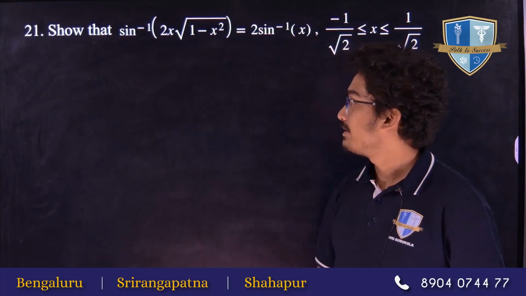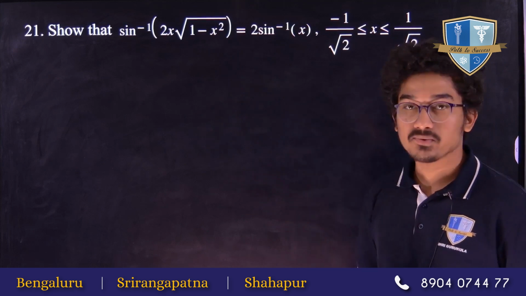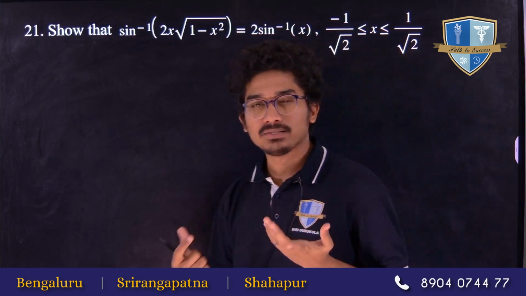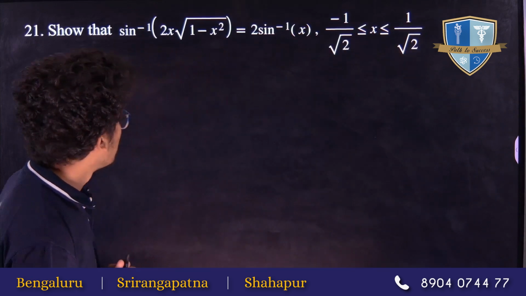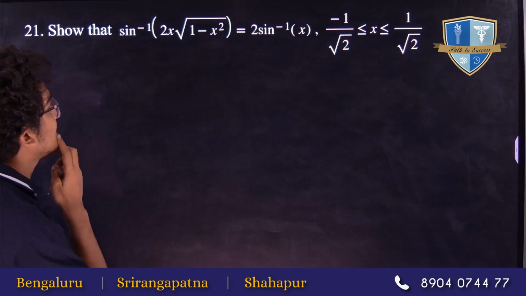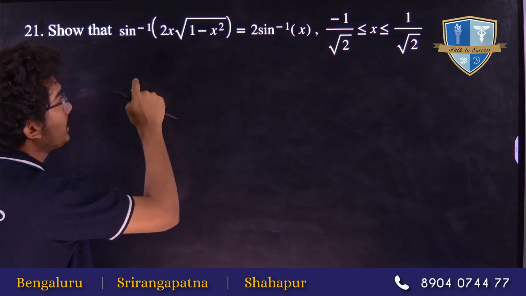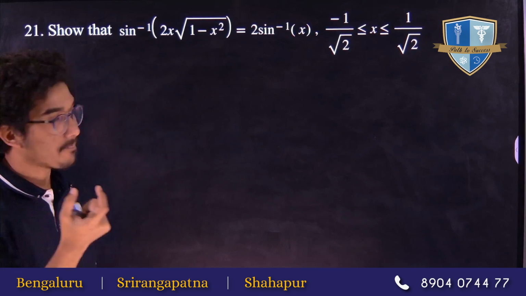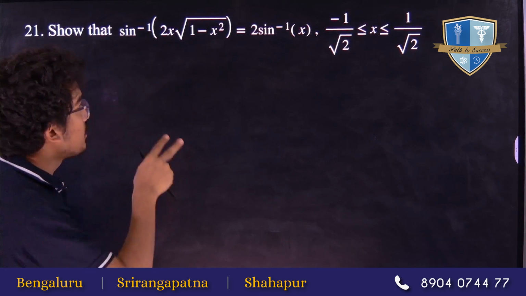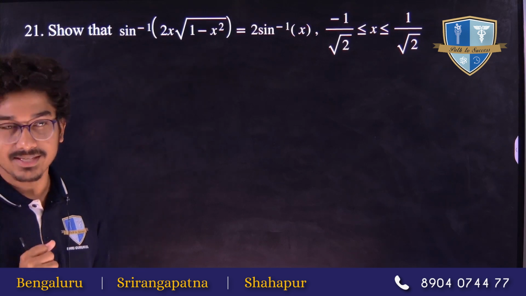So next question is, show that sine inverse of 2x root of 1 minus x square is equal to 2 times sine inverse x, where x is between minus 1 by root 2 to 1 upon root 2. To solve this question, we see a pattern: 2 times x into root of 1 minus x square. If we put x as sine theta, then 2 times sine theta and 1 minus sine square theta is cos theta. So 2 times sine theta cos theta, some pattern we are seeing of the sine 2 theta formula, right?